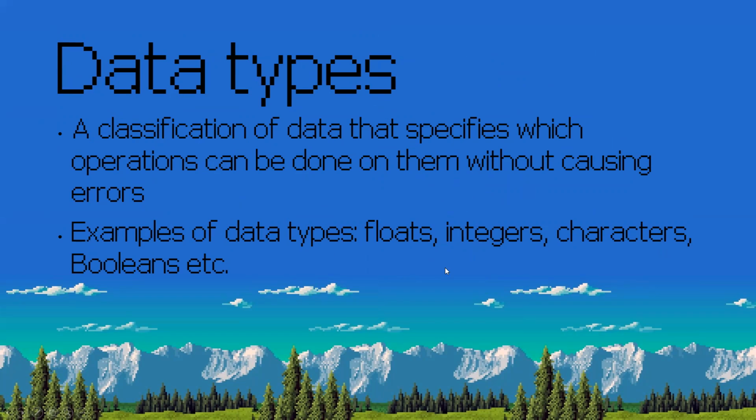Examples of data types are floats, which are just decimal numbers. It's just a fancy way of calling them. Integers, which we all know what they are. Characters, which is what you see on screen right now. Booleans, which are values that are true or false.